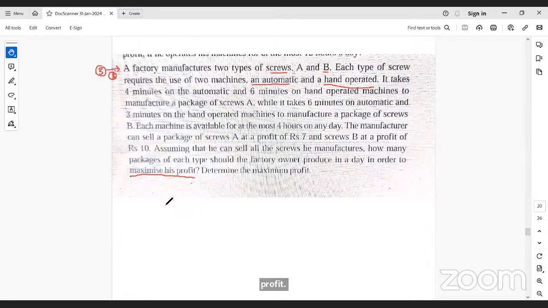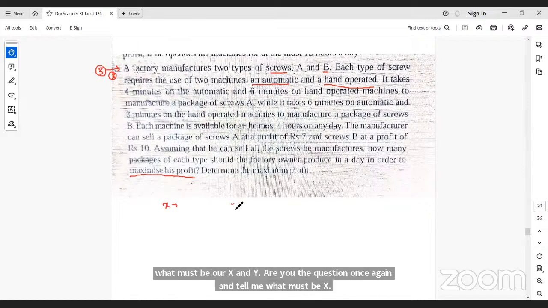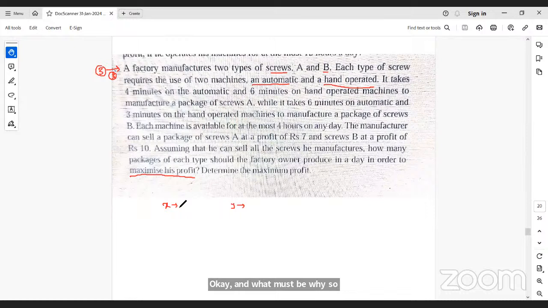So what must be our x and y value? Read the question once again and tell me what must be x and what must be y. If we identify that, based on that we can draw the table. Be quick, I will give you 1 minute. What should we consider x and what should be considered y? Just type it.